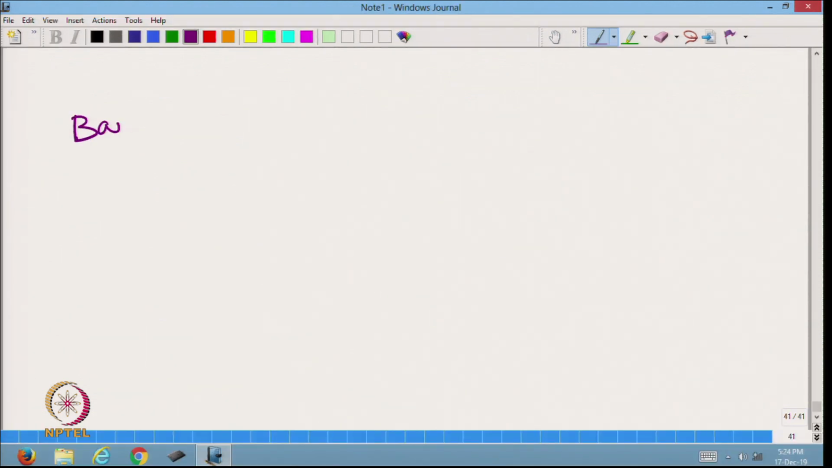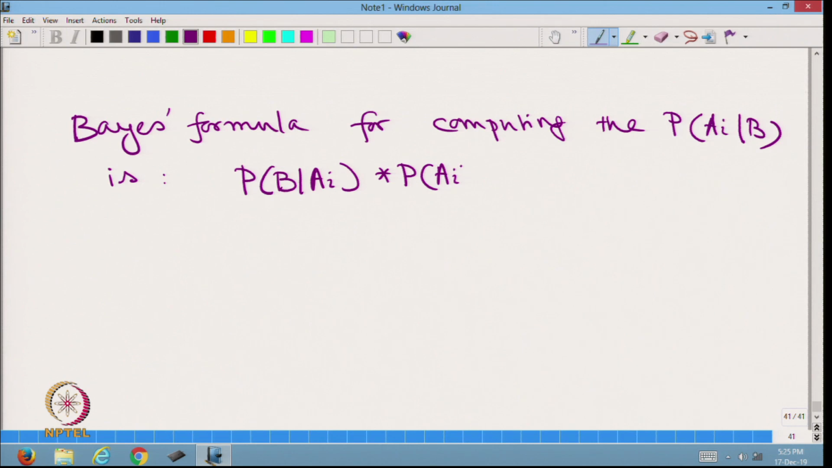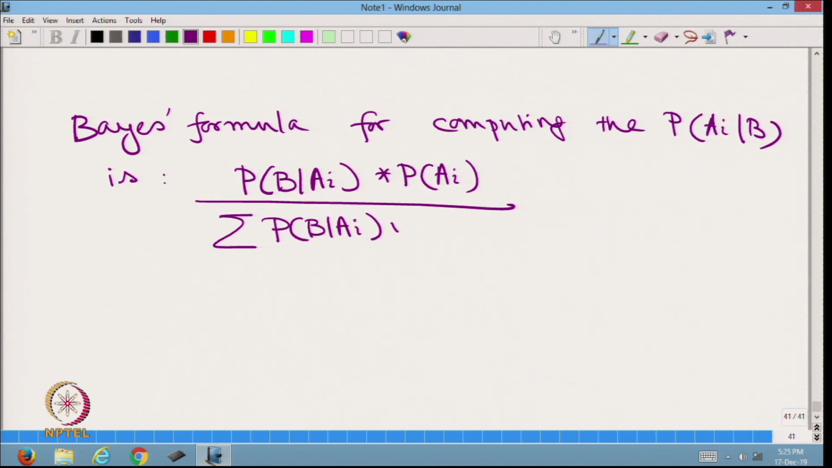Then Bayes' formula for computing the probability of A_i given B is probability of B given A_i multiplied by probability of A_i, divided by the sum of probability of B given A_i into probability of A_i, with i equal to 1 to n.